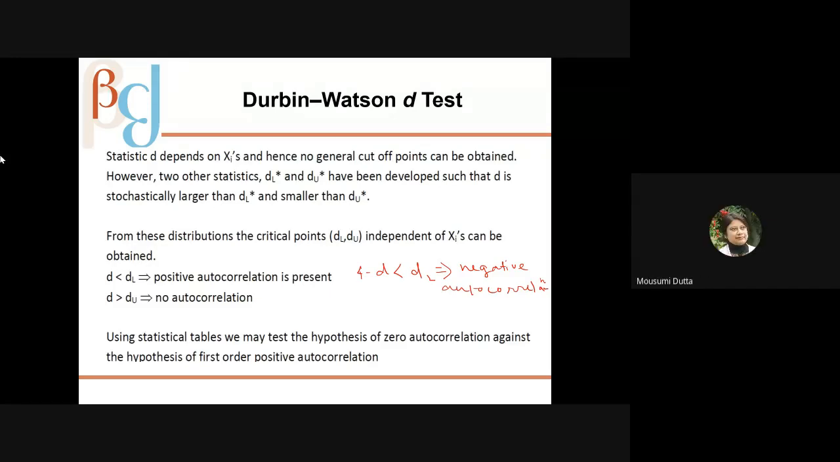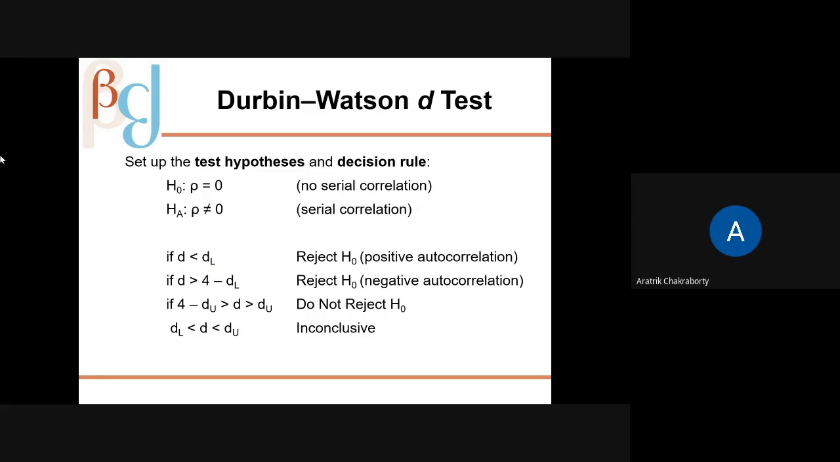Ma'am, D greater than DU implies no autocorrelation. That is because we have folded the negative autocorrelation part onto that side, right?